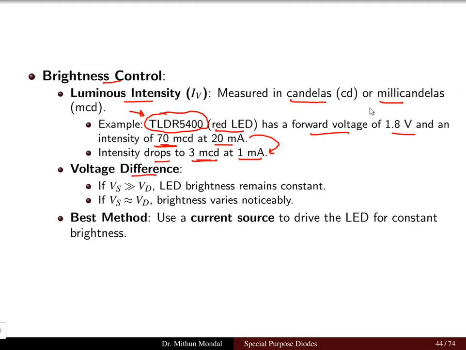If you talk about the voltage difference, if the source voltage is very much higher than the diode voltage, then the LED brightness remains constant. And if the source and diode voltage are approximately equal, the brightness varies noticeably. So to keep the brightness constant, the source voltage has to be greater than the diode voltage. The best method used in practice is to use a current source to drive the LED for constant brightness. So we should use a current source, then we get constant brightness.